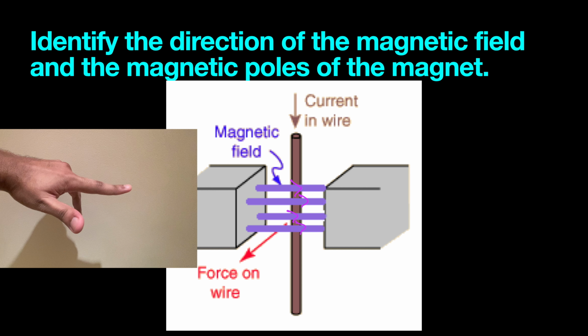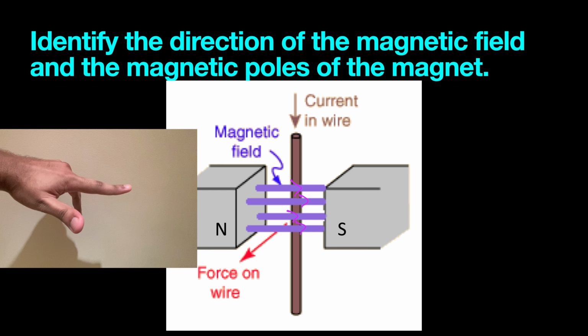And as we know, magnetic field lines flow from north to south. So our north pole is on the left and south pole is on the right. Hopefully you've got the hang of it by now. And as you can see, Fleming's left-hand rule really isn't too difficult.